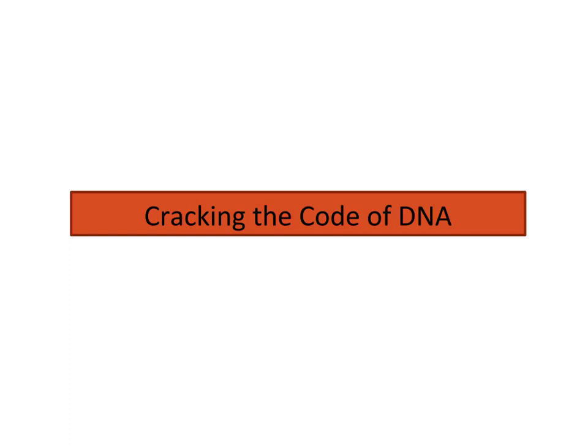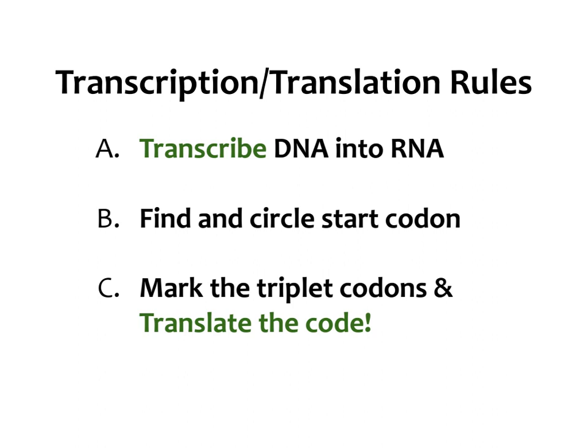Hi everyone, today we're going to take the sequence of A's, T's, C's, and G's in DNA and turn it into the amino acid polypeptide chain. In order to do this accurately, there are 3 steps to follow in this specific order.